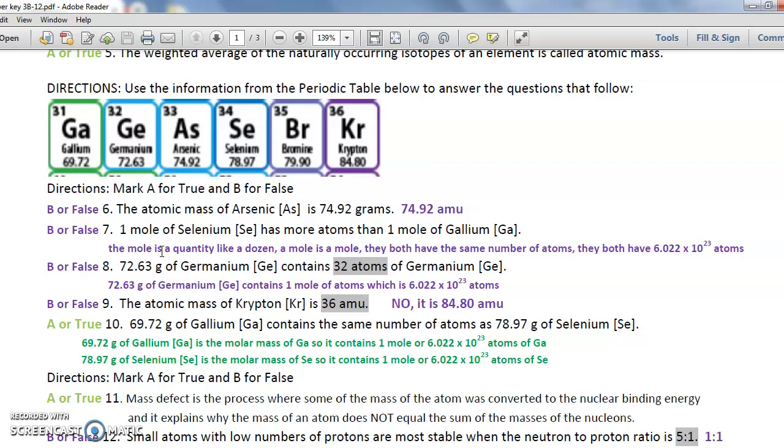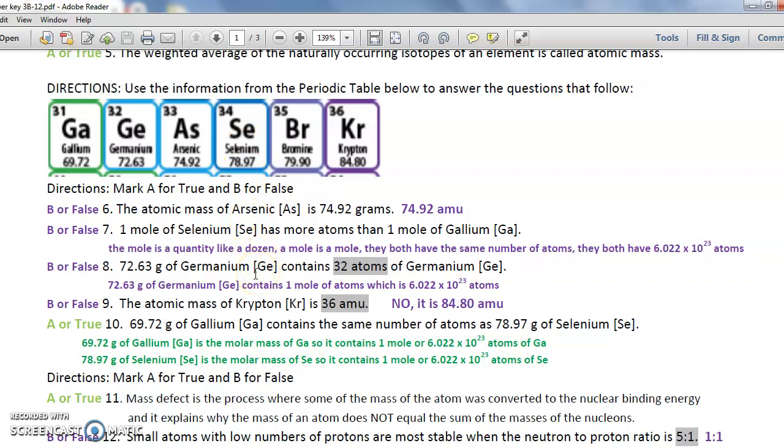Now their masses would be different. To have a mole of gallium, you would need to put 69.72 grams of gallium on the balance. To have a mole of selenium, you would need to put 78.97 grams on the balance. Yet the mole has the same number of atoms. Why does it take more mass of selenium to have the same amount as gallium? It's because selenium's atom is slightly larger than gallium's atom. So a mole of selenium atoms would have a mass slightly more than a mole of gallium atoms, because the atoms of selenium are slightly larger.